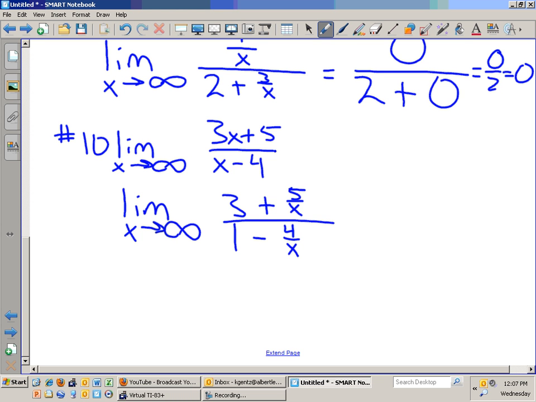Now, as you allow x, boys, as you allow x to go to infinity, what does the 5 over x become? What does the 4 over x become? So you end up with 3 plus 0 over 1 minus 0, which is positive 3. So you can see that we verified algebraically that these, in fact, work out like that. Any questions?